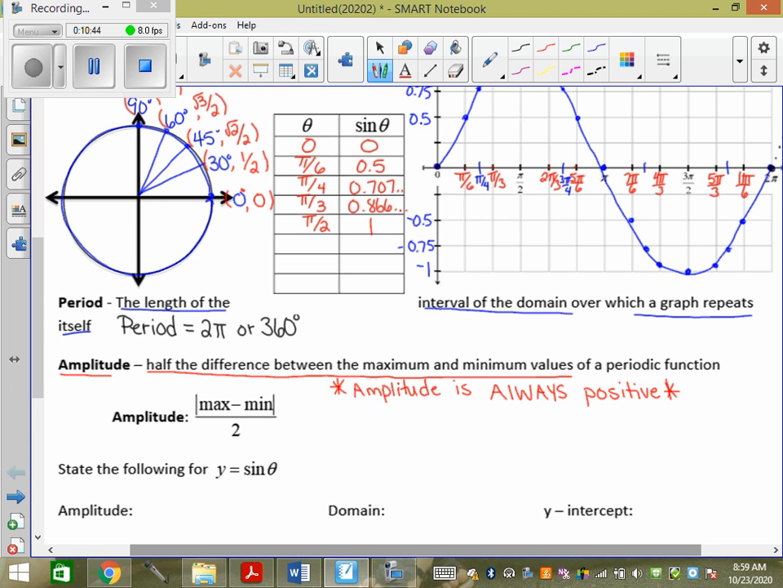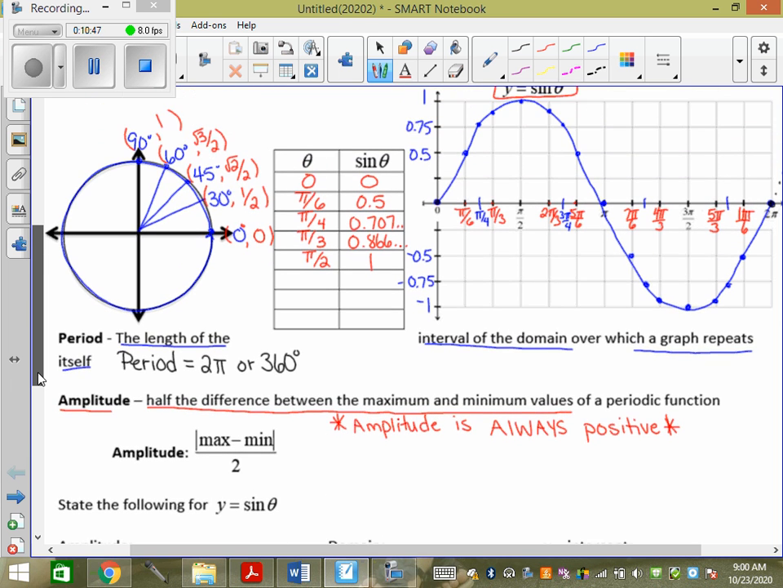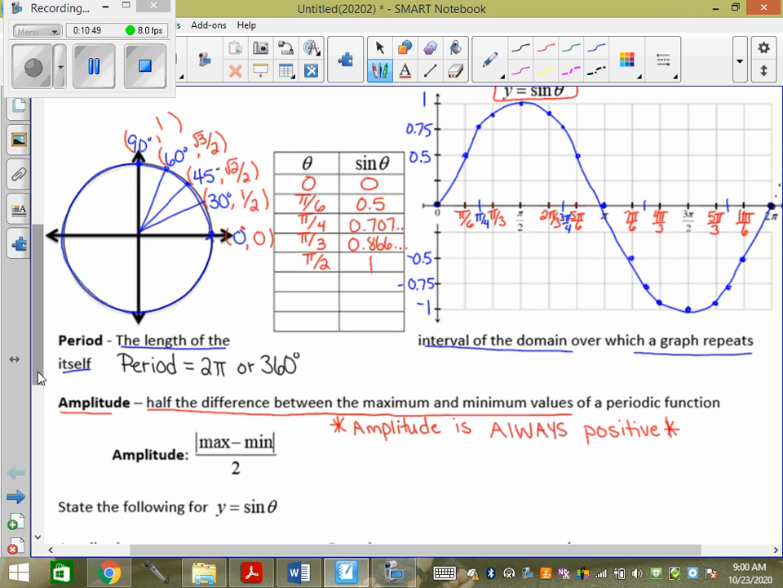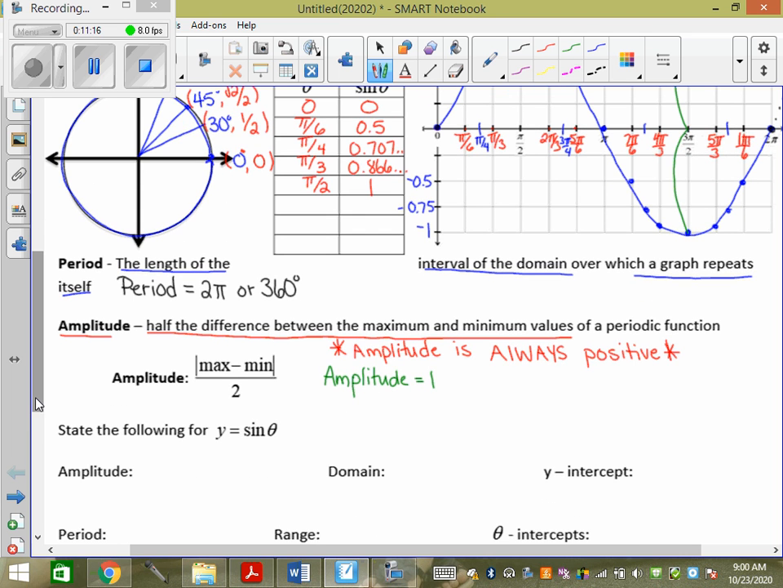Amplitude is always positive. So I could literally count it and give the amplitude, or I can use the formula. If I count it, it's half the distance from the min to the max. So this is 1, 2. Correct? From min to max? What's half of 2? 1. So I know my amplitude equals 1 because the distance from the min to the max is 2, and it's half of it.